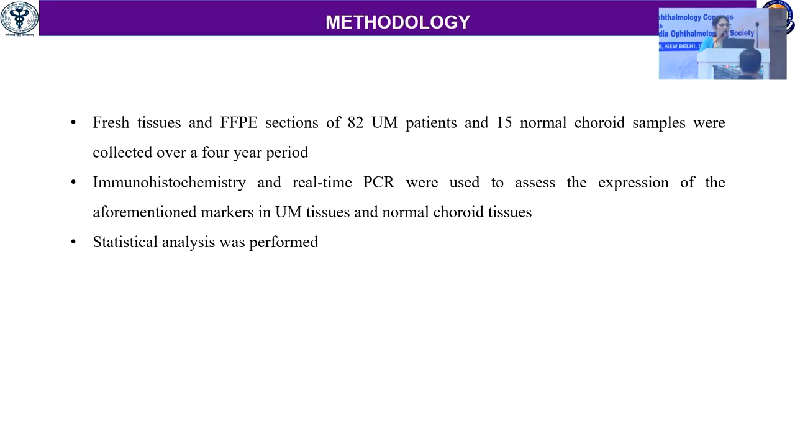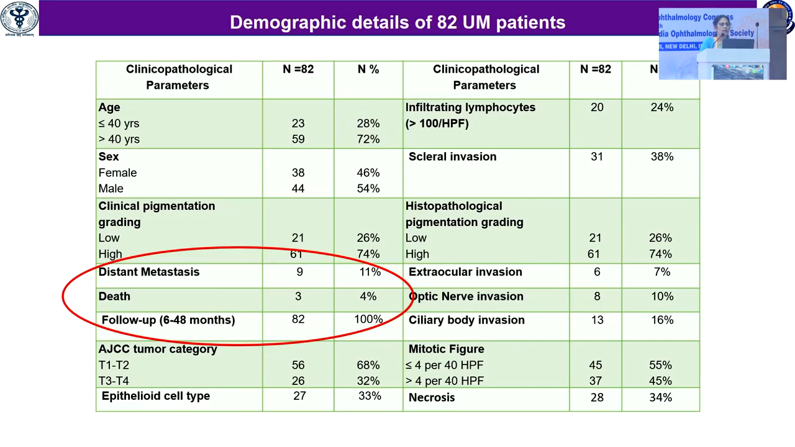So, fresh tissues and formalin fixed paraffin embedded sections of 82 uveal melanoma patients and 15 normal choroid samples were taken as controls, which was collected over a 4-year period. Immunohistochemistry and real-time PCR were done to see the expression. So these are the demographic details of the 82 melanoma patients. As you can see, 72% patients were more than 40 years and there was a male preponderance, and high pigmentation was seen in 74% of cases. Distant metastasis was seen in 9 cases, of which 3 patients died. Follow-up was there for up to 48 months.